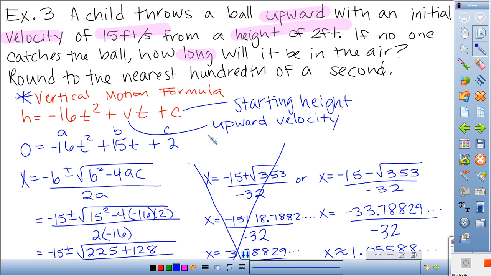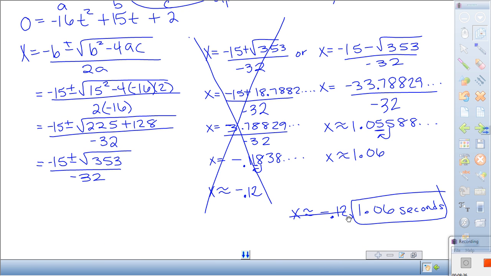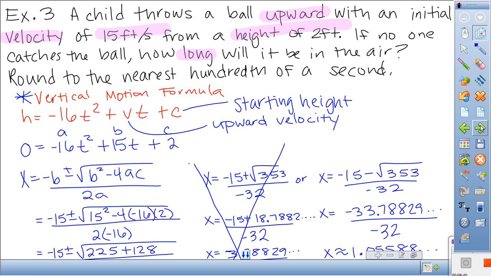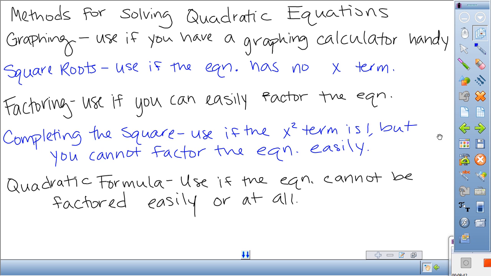So just remember with the real world problems, obviously your answer has to be a positive answer. How long will the ball be in the air? It's not going to be a negative amount of time. That's what we were trying to find with time. So obviously you need to use that positive answer. All right, these are the methods for solving quadratic equations. So we need to use this for our last example.